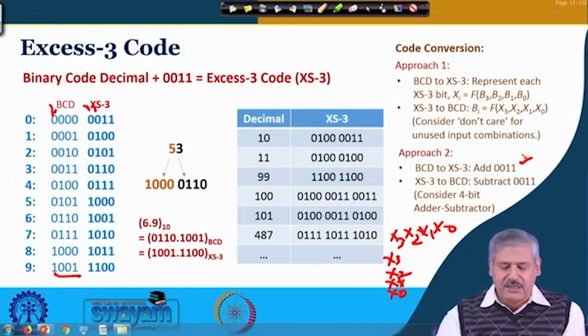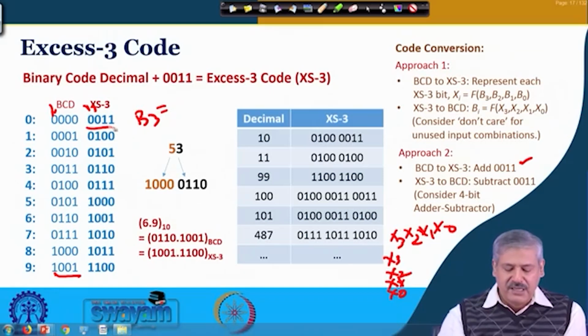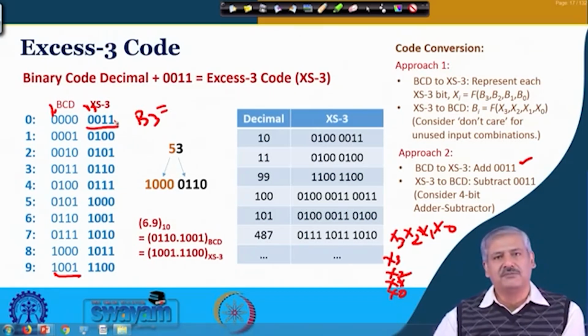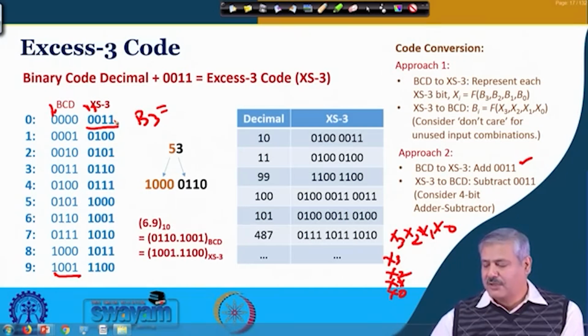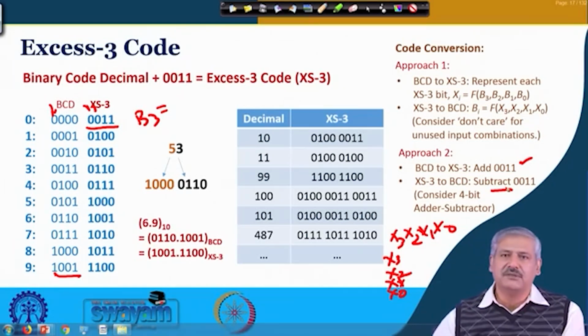We shall have B3, and see how it can be represented as a function of x3, x2, x1 and x0 for different values. Again we shall consider don't cares, get the relationship and realize it after minimization, or we shall have a subtractor by which we subtract 0011 from the XS3 code, and we shall get back the binary code.